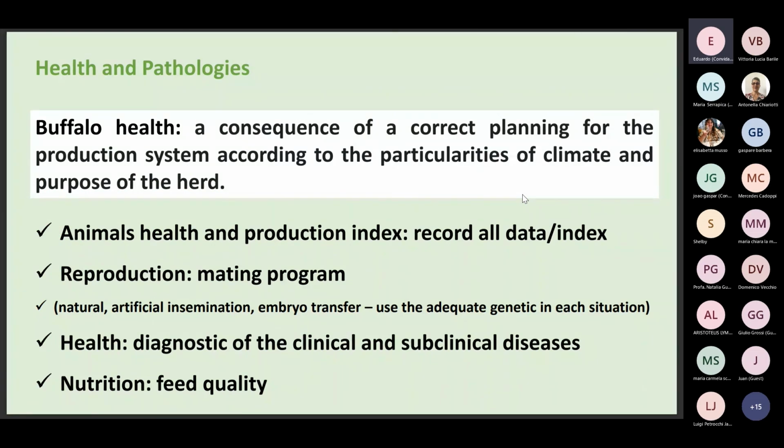So to conclude, okay, we need to know that buffalo health is a consequence of correct planning of the production system according to the particularities of climate and purpose of the herd. So we need to have animal health and production indices.